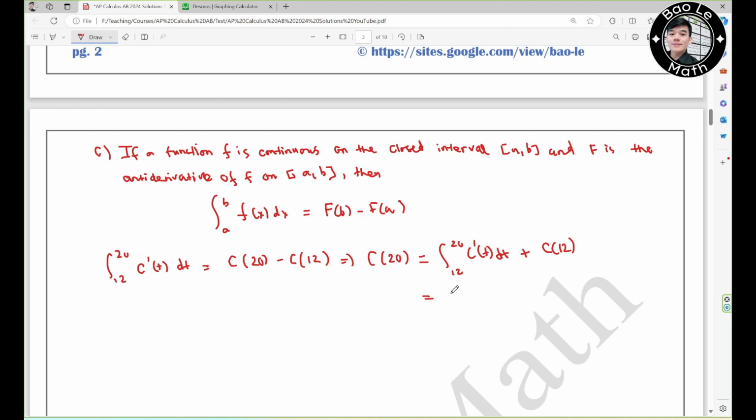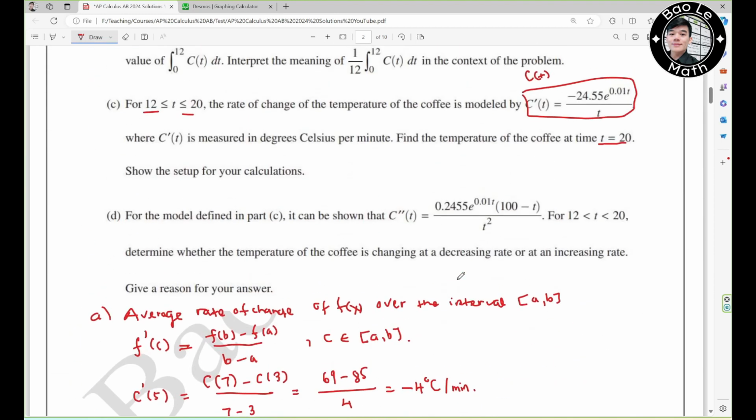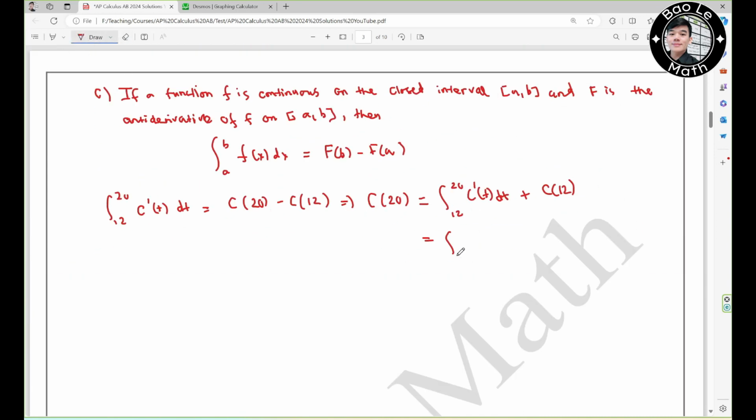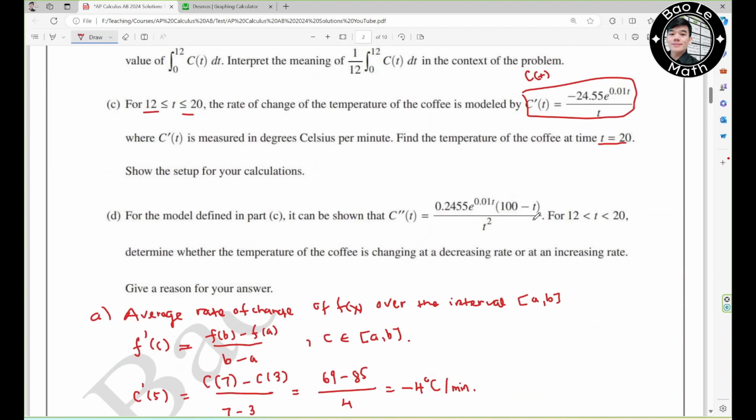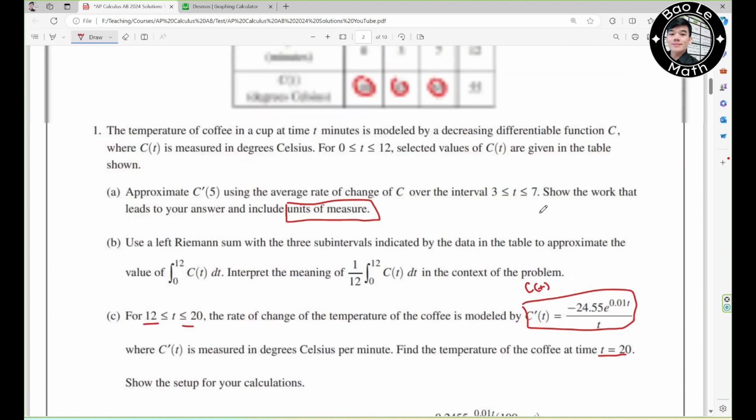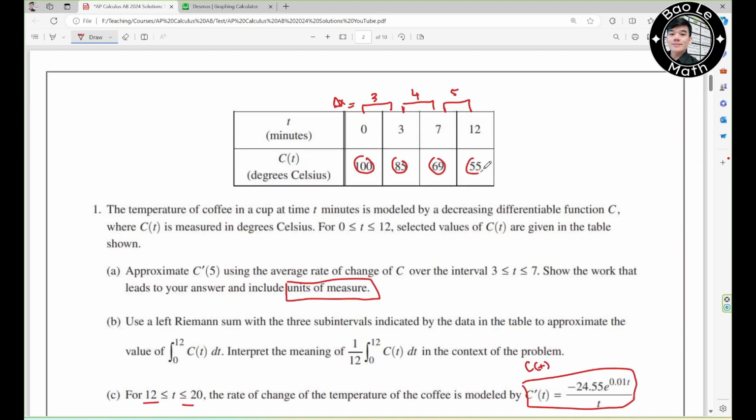The integral of this one is going to be this right here: from 12 to 20, negative 24.55 times e to the 0.01 t over t, plus C of 12. C of 12 equals 55 right here.